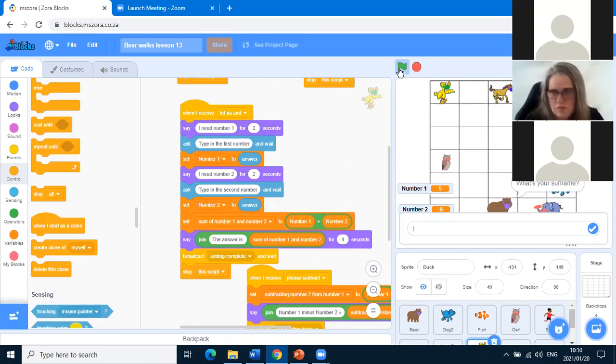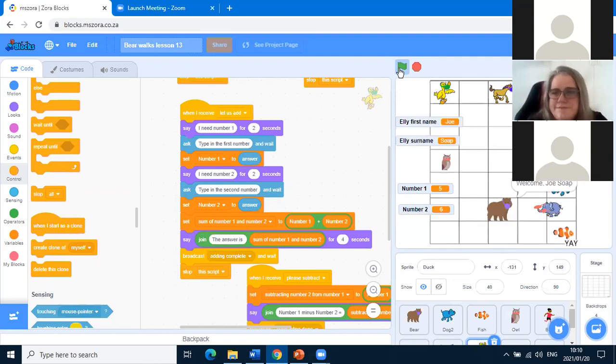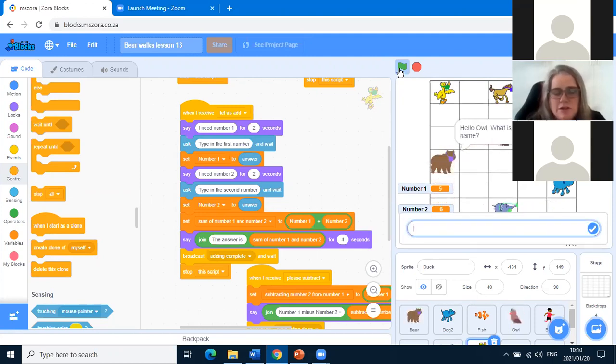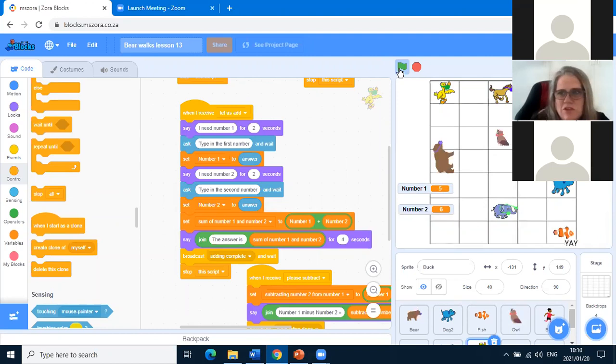There goes bear, there goes bear. And he's flying. Jane. And he's 5. See, there's no space between Jane and the word your. I must put a space there.